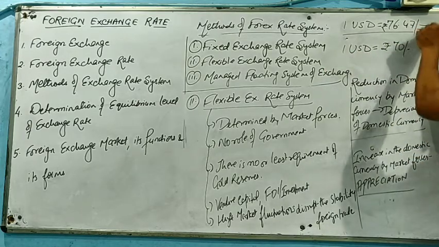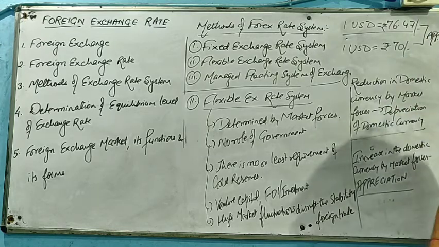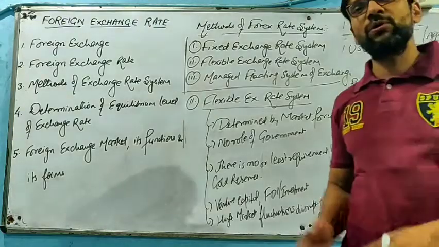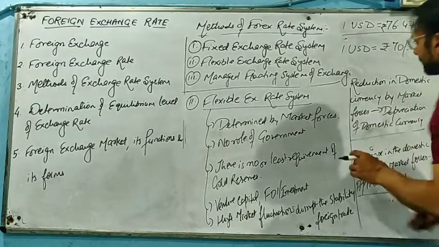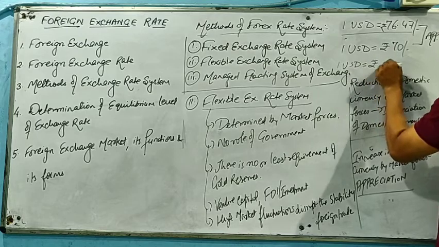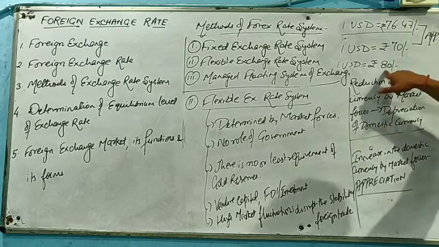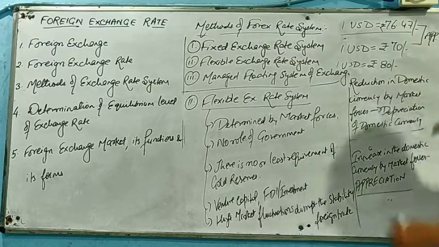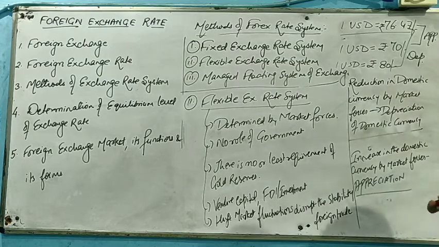It means this will be termed as appreciation of domestic currency, since we are requiring lesser and lesser amount of our domestic currency to exchange with foreign exchange. Likewise, if this US dollar would have been 80 rupees, it means we would have been requiring more rupees to exchange $1 US. This term will be known as depreciation of currency.